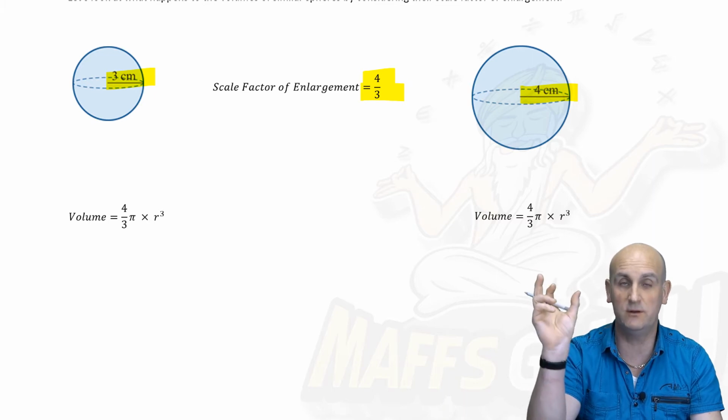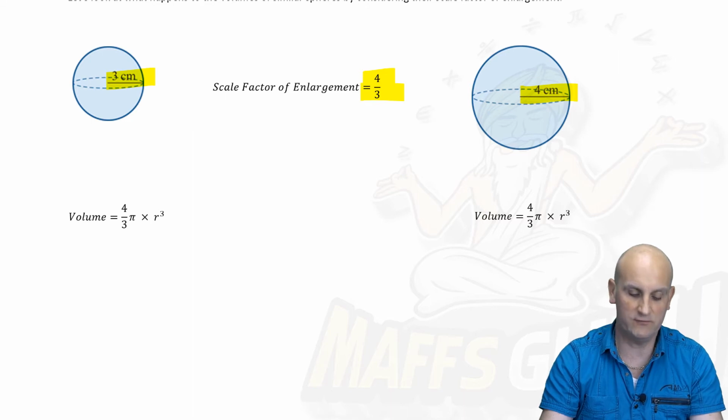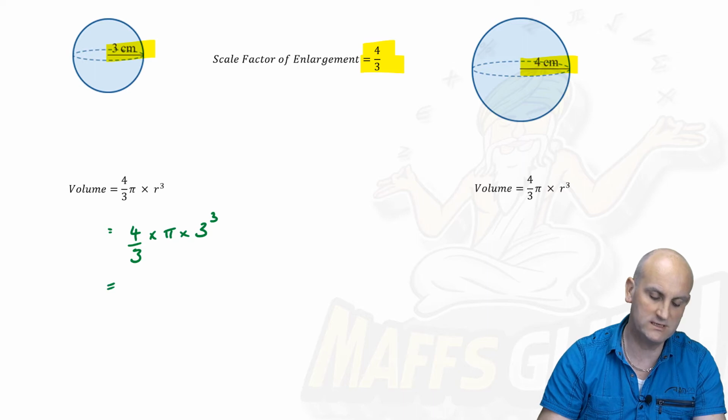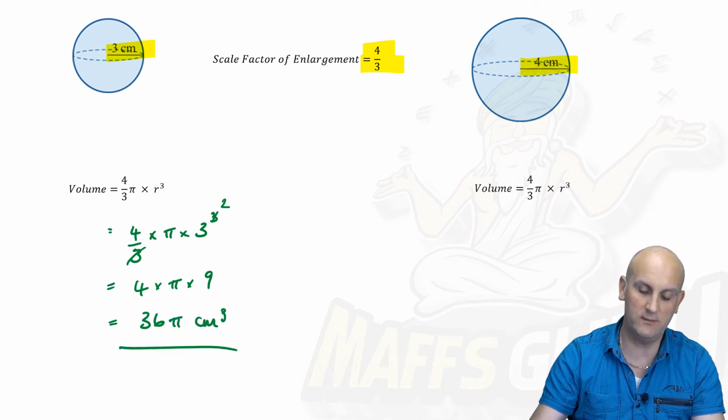So just take a measurement on the bigger shape, divide it by a measurement on the smaller shape. That will give you the scale factor enlargement. We know the volume of this shape is given by 4/3 times pi times my radius cubed. So that's 3 cubed, and one of those 3s cancels with the 3 on the bottom to give me a 3 squared. That becomes 4 times pi times 9, which gives me 36 pi centimeters cubed.